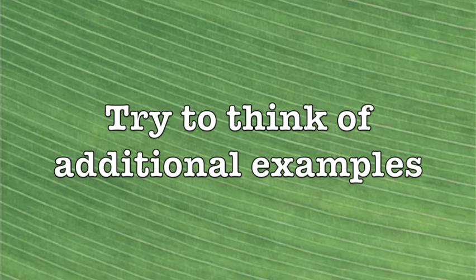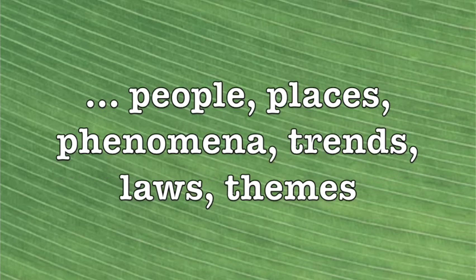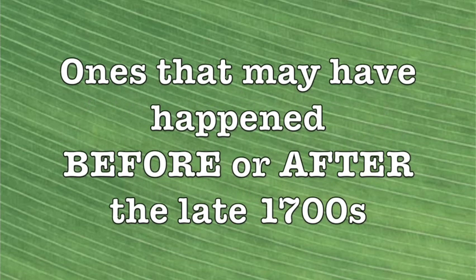While you are watching this, please take time to think of additional examples to the ones that I provide. So think people, places, phenomenons, trends, laws, themes, those types of things. Feel free to think of examples that could be connected with American identity during this time period that may have happened earlier or after the late 1700s.